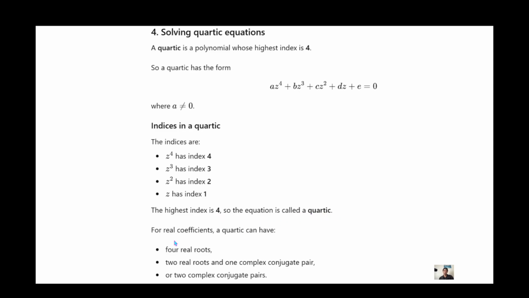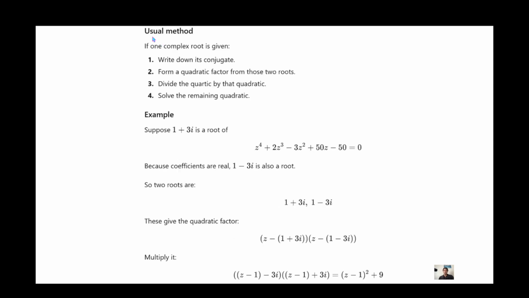For real coefficients, a quartic can have 4 real roots, or 2 real roots and 1 complex conjugate pair, or 2 complex conjugate pairs. So the usual method that we use now is, if one complex root is given, we write down its conjugate, form a quadratic factor from those 2 roots, divide the quartic by that quadratic, and then solve the remaining quadratic.